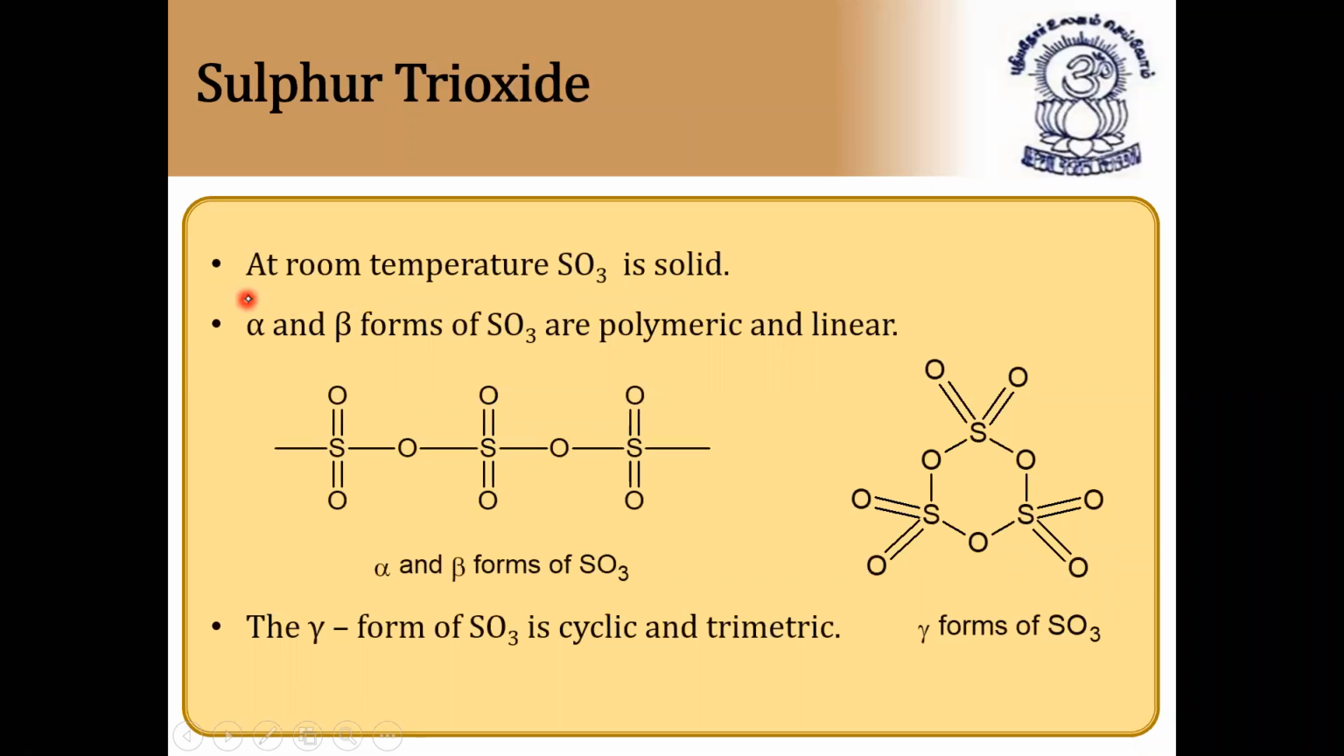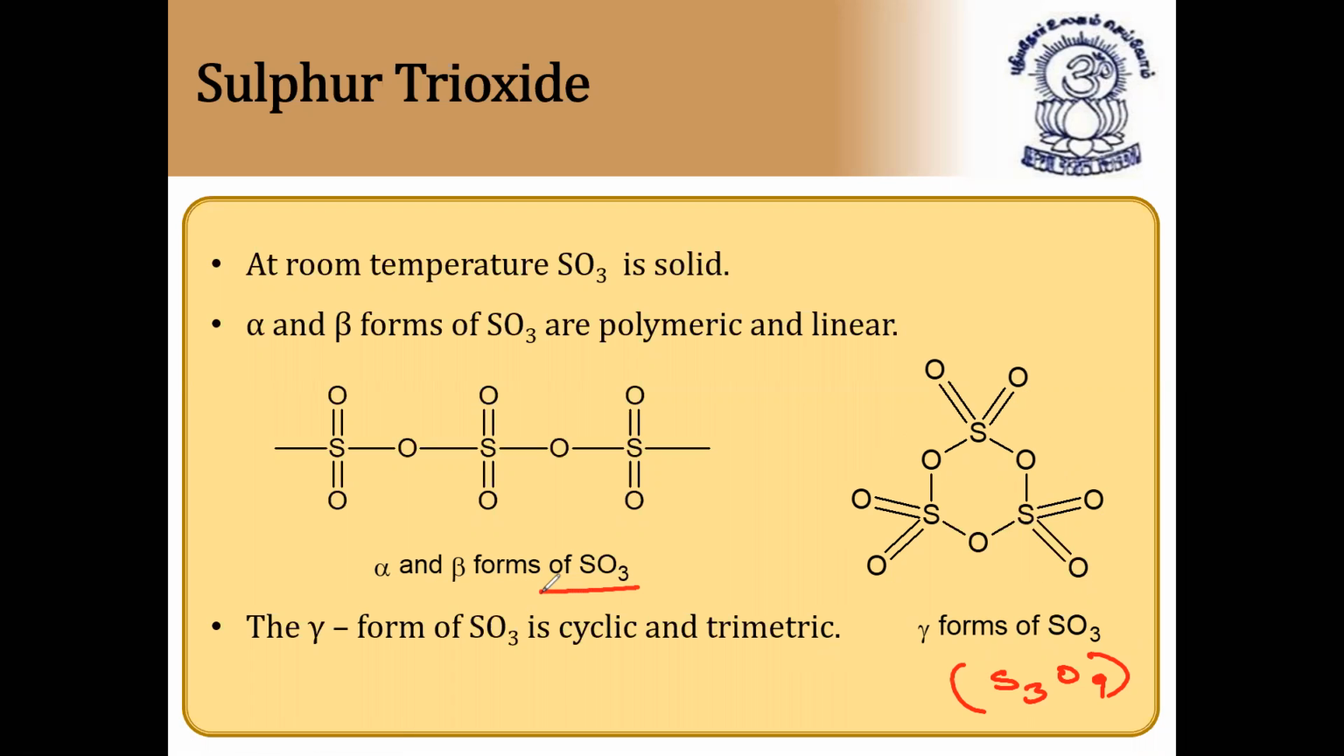Sulfur trioxide. At room temperature, sulfur trioxide is a solid. This is the structure of alpha and beta forms of sulfur trioxide, and the gamma form of sulfur trioxide is this. The gamma form is cyclic and trimeric. Trimeric means three molecules combined together. It is S3O9. You can see here S3O9, 9 oxygen atoms.